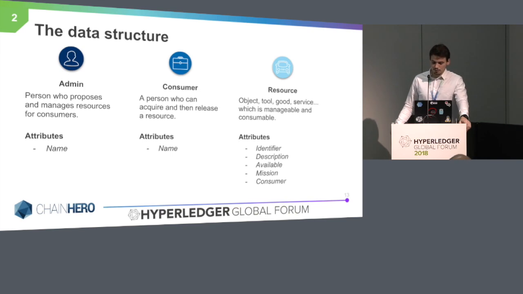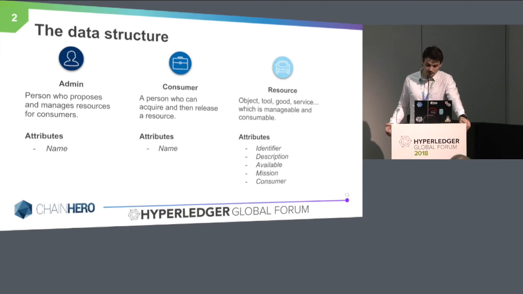So the resource has a lot of attributes: an ID, a description that provides more information about the resource, and a boolean that tells if the resource is available or not. If the resource is not available, there is a mission provided on which mission the resource is deployed. Also, the consumer that uses the resource is provided.